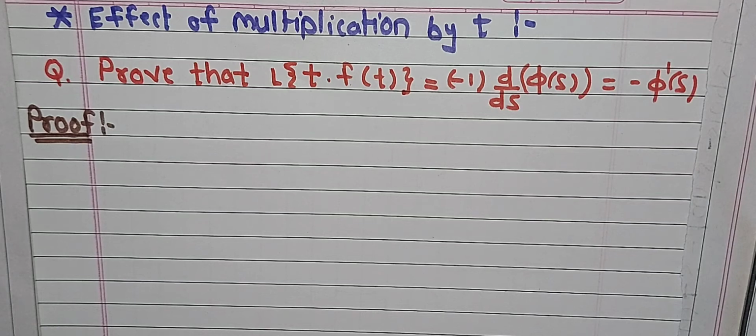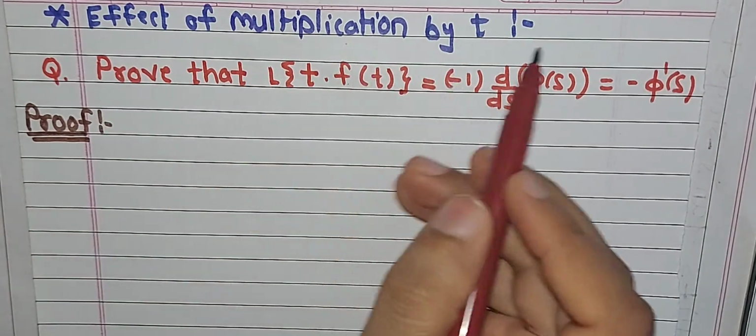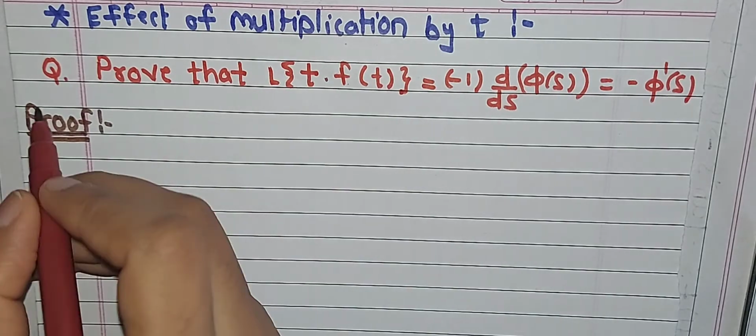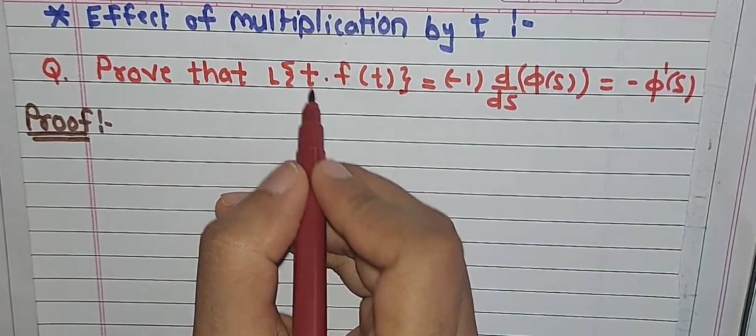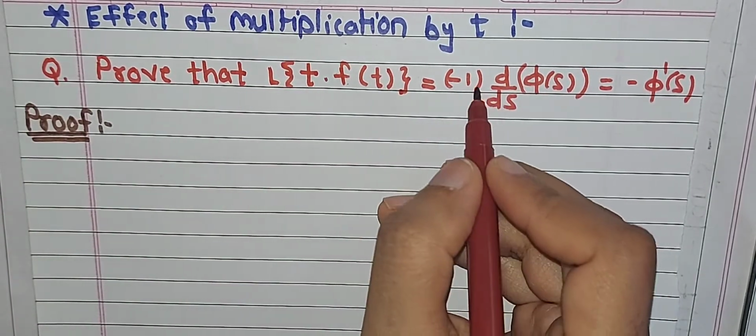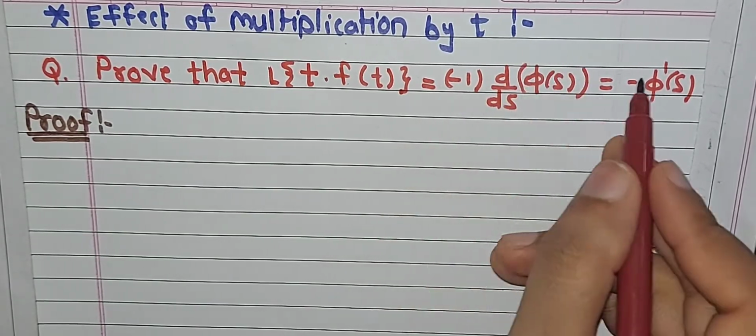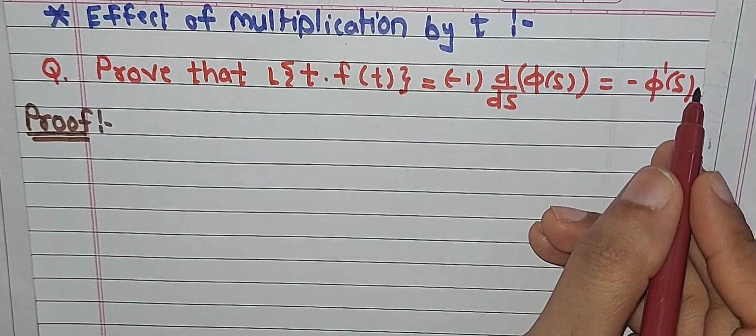Hi everyone, so in this lecture we will discuss a new property of a Laplace transformation, that is the effect of a multiplication by t. To prove this property, just consider this question: Prove that Laplace of t into f of t is equal to minus d by ds of phi of s. This can also be written as minus phi dash of s.